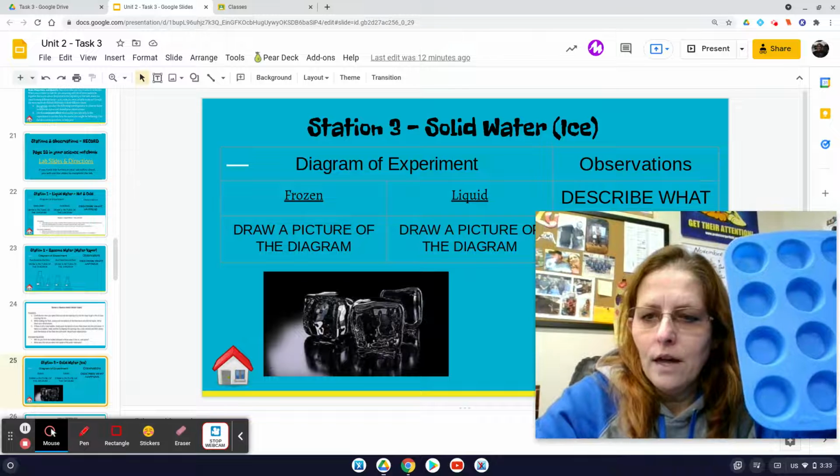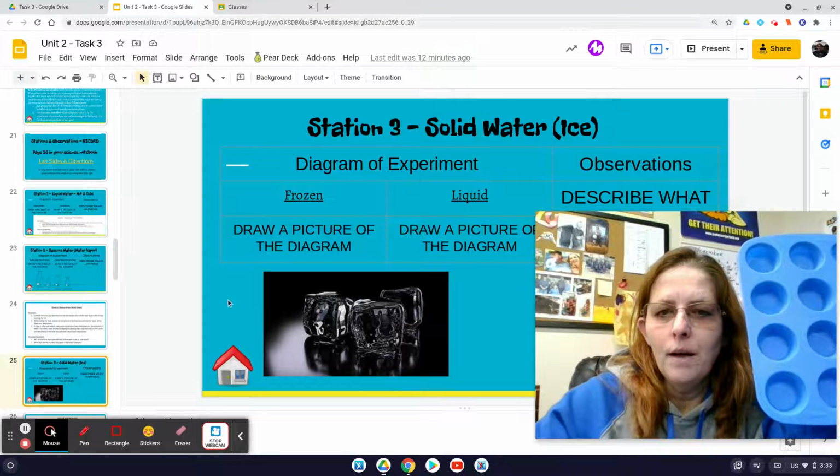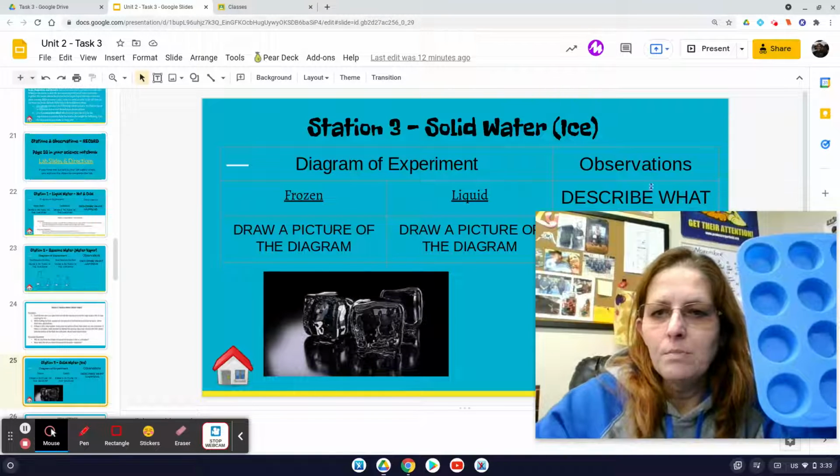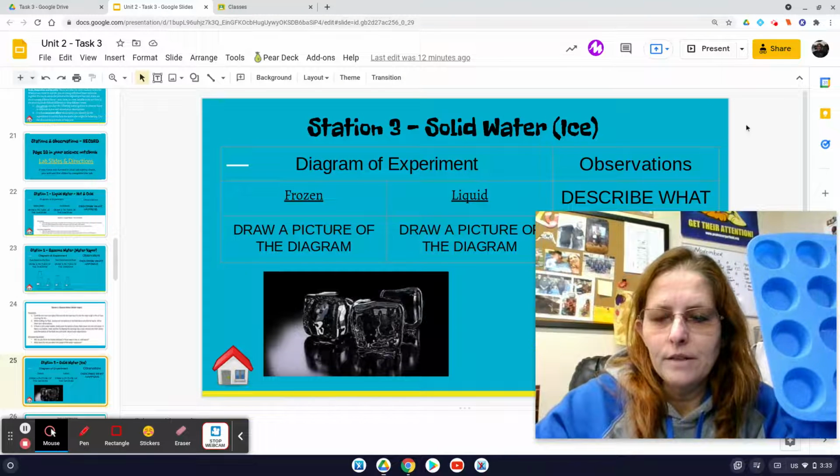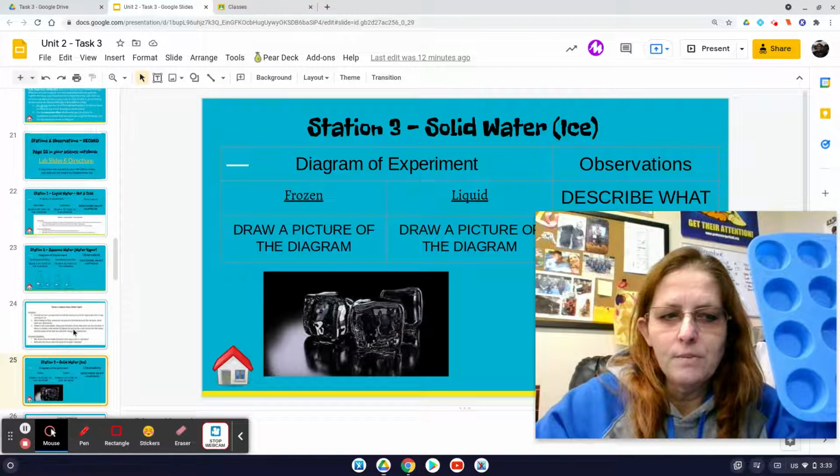Are they different at all? How are they different? Draw a picture of the two. Explain to me, how are they different? Okay, what's the difference between the two?